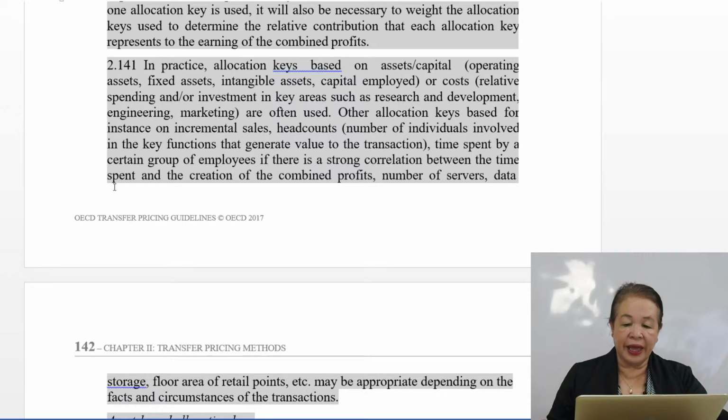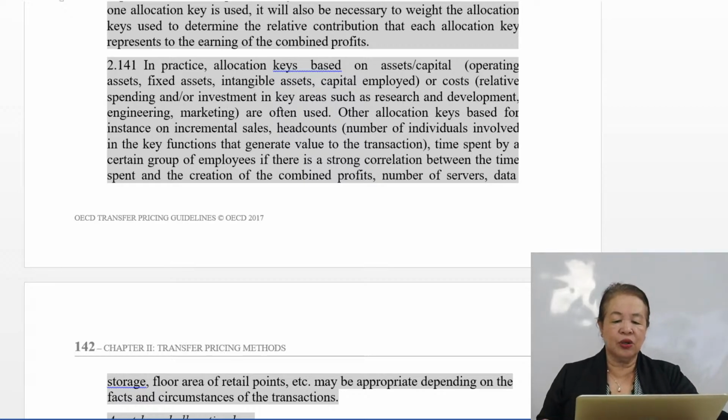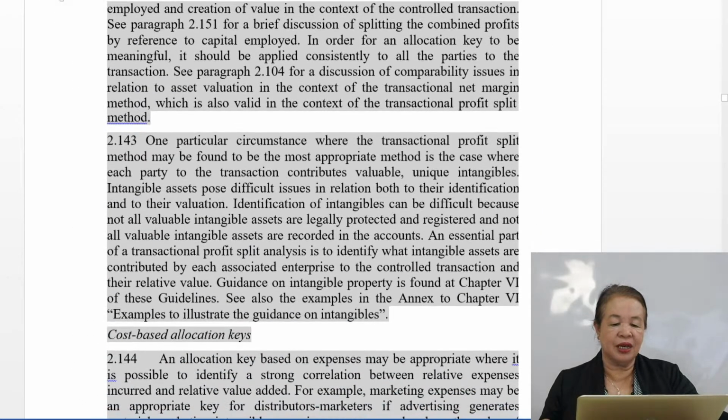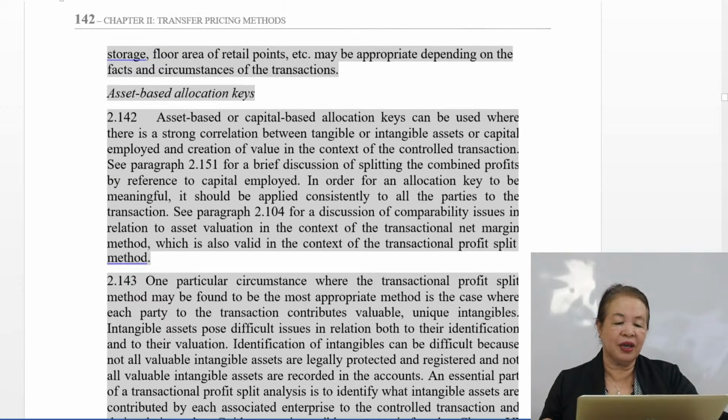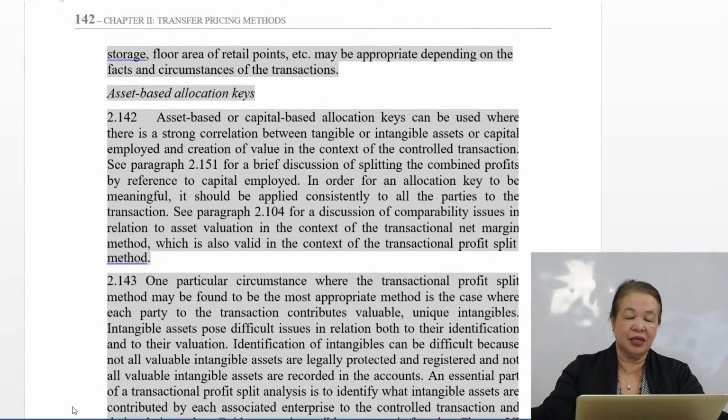Also, pwede ring time spent by a certain group of employees if there is a strong correlation between the time spent and creation of the combined profits. Number of servers, data storage, floor area of retail points, and others may be appropriate depending on the facts and circumstances of the transactions, no?